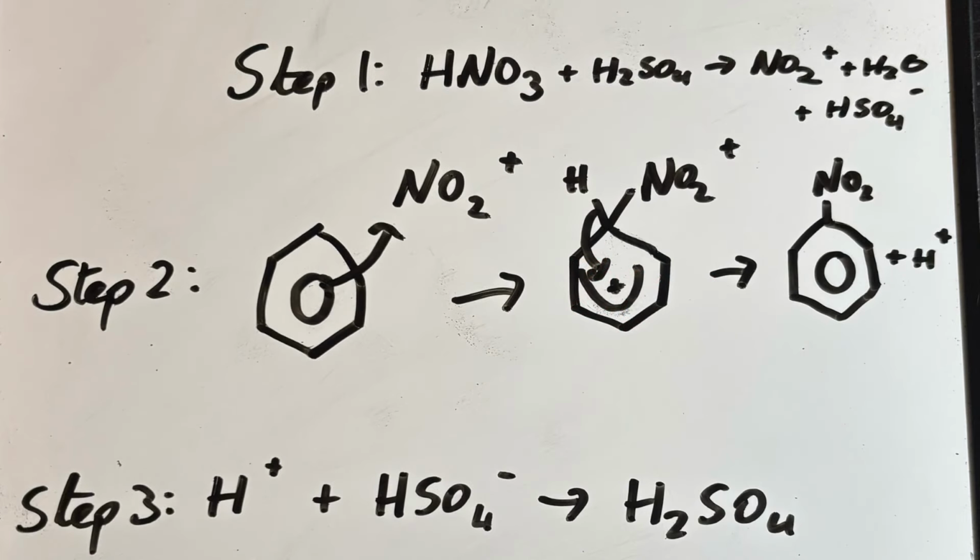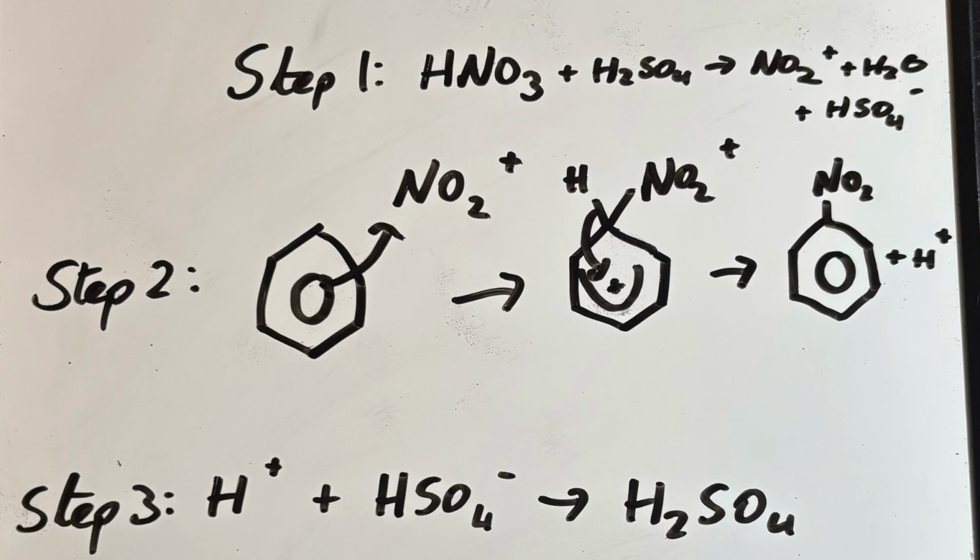So, if you're asked to draw the mechanism in an exam, you may be asked to draw how the electrophile is generated, and that's step 1 here. So your nitric acid creates your nitrate ion, H2SO4 loses a hydrogen, and then water is also formed, and your nitrate ion is acting as your electrophile.